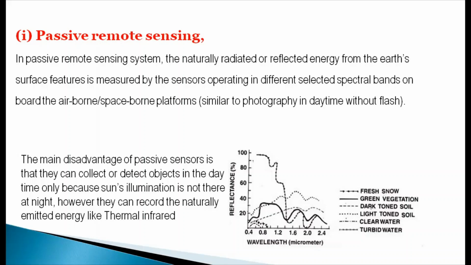So passive remote sensor क्या होता है कि जो सूरज की रोशनी उस ऑब्जेक्ट से निकलती है उसको ही वो कैप्चर कर सकता है. यानी कि अगर रात हो जाती है, if we have night time, then these sensors and the satellites are unable to capture the images. तो उसको हम passive remote sensor कहते हैं. In passive remote sensing we are totally dependent on the sunlight.